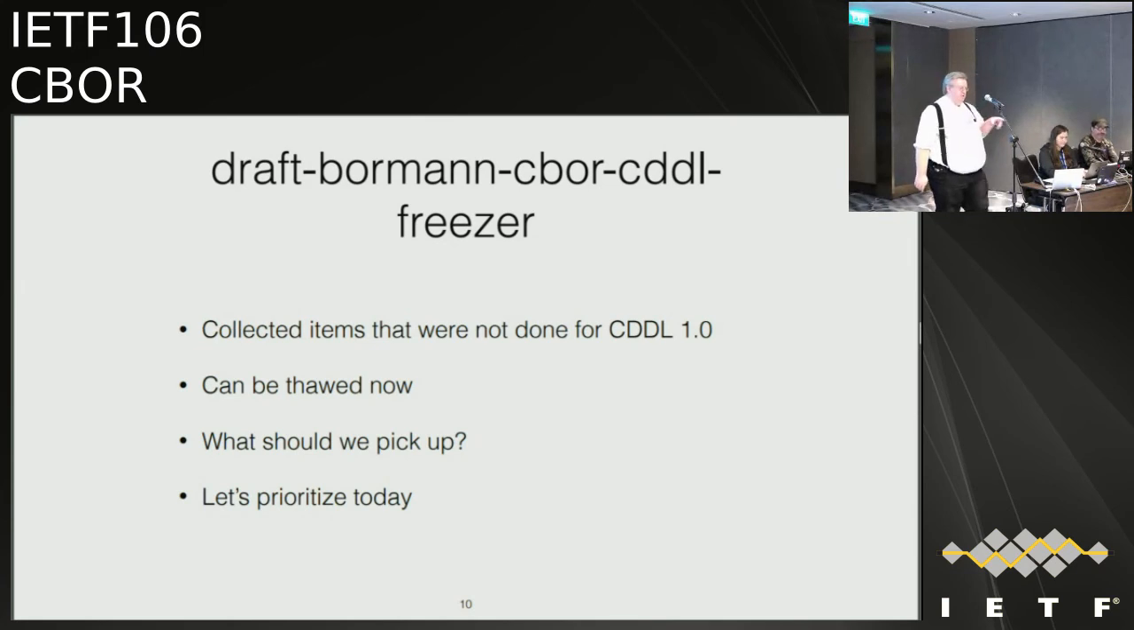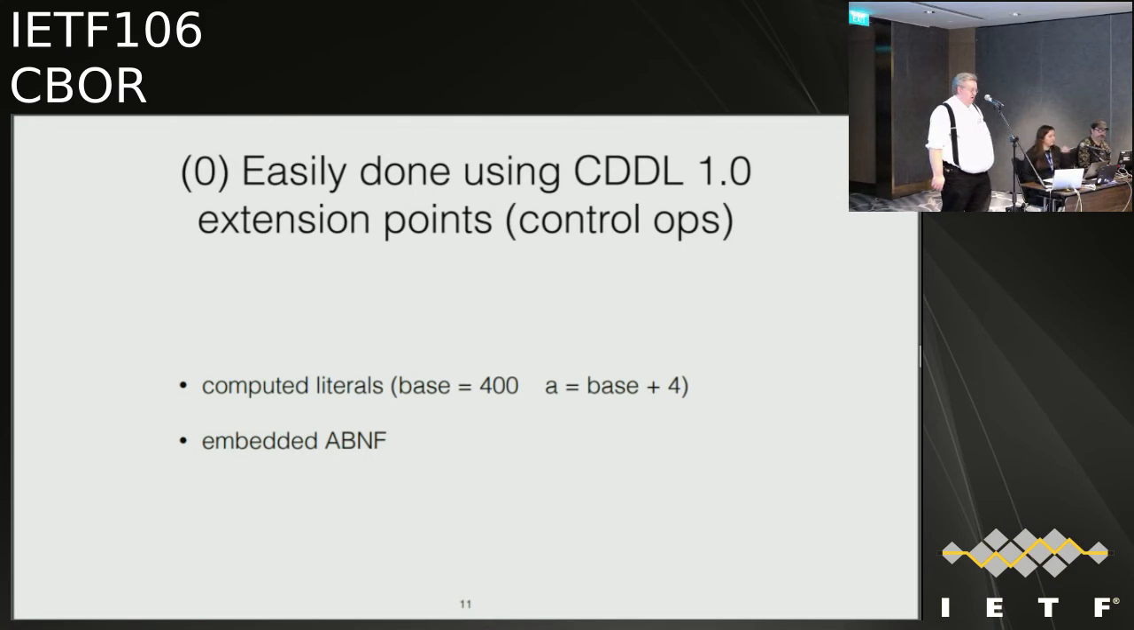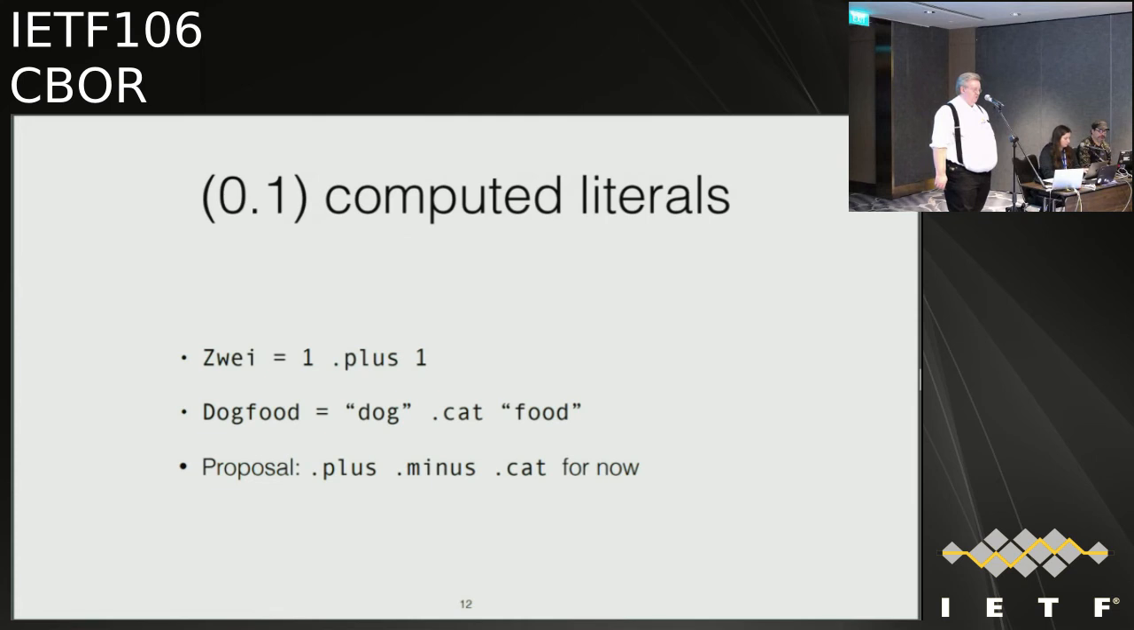First of all, I wanted to point to this freezer document. It hasn't been updated very much in a while, but it's still useful. There are pieces of solutions already in there. I mentioned that existing extension points can be used for this. And the two candidates that I think are pretty much no-brainers here are computed literals and embedded ABNF. Of course, embedded ABNF is a significant amount of implementation work, but it's actually almost trivial to specify.